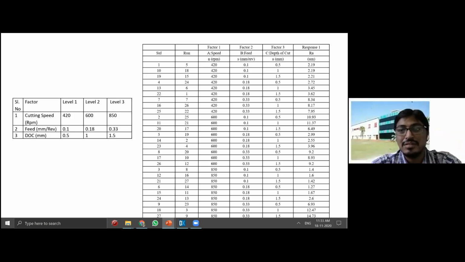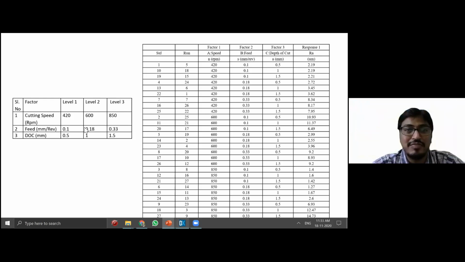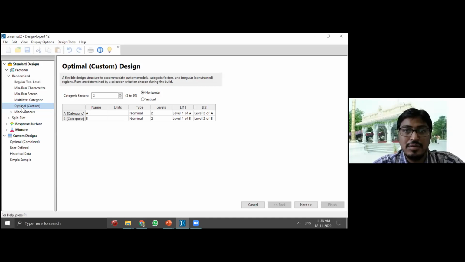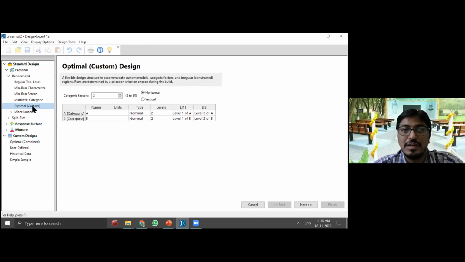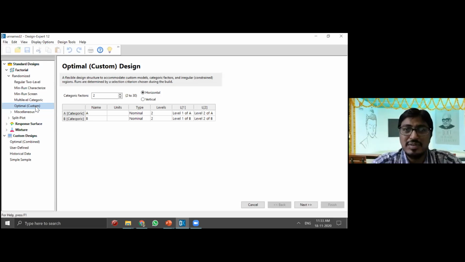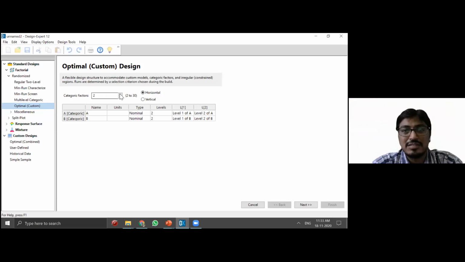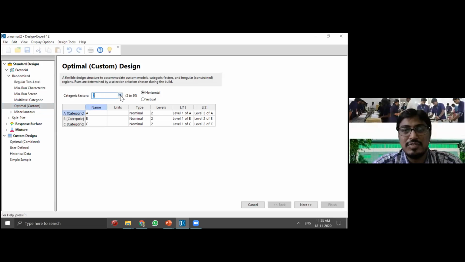So before entering the data, let us go here. Where can we find it? Go to optimal or custom design here. If it is an older version of DOE, it will be just general factorial. Otherwise, you have optimal or custom design here. In optimal or custom design, I'm going for 3 factors. So I've kept 3 factors here.